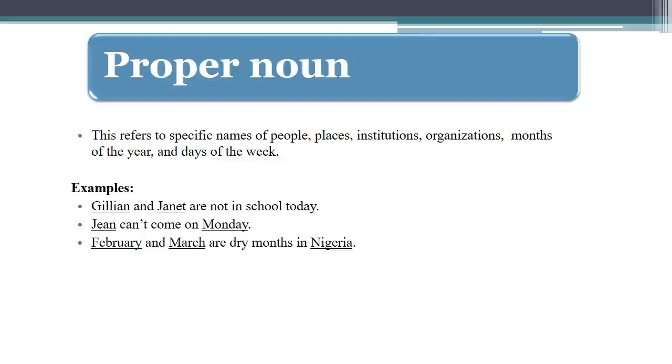Jean can't come on Monday. Here, Jean is the name of the person and Monday is the day of the week. February and March are dry months in Nigeria. February and March are months of the year, and Nigeria is the name of a place. So every proper noun must begin with a capital letter, no matter where it may appear, whether at the beginning, in the middle, or at the end of the sentence. Remember to always begin it with a capital letter.